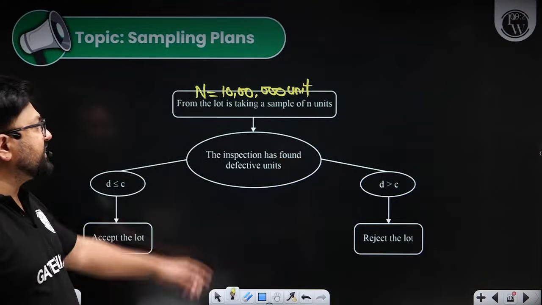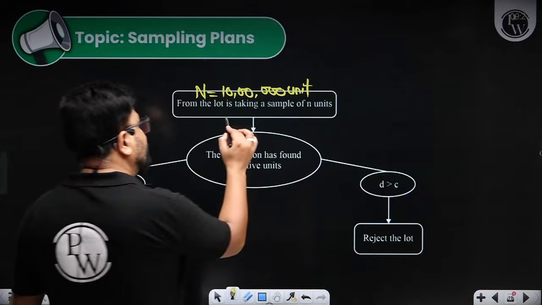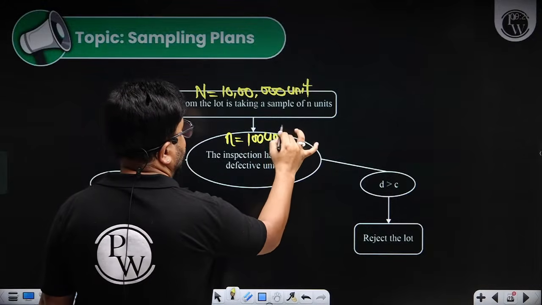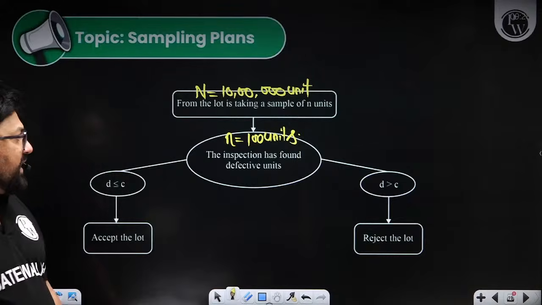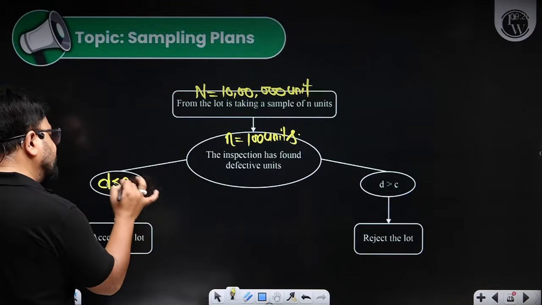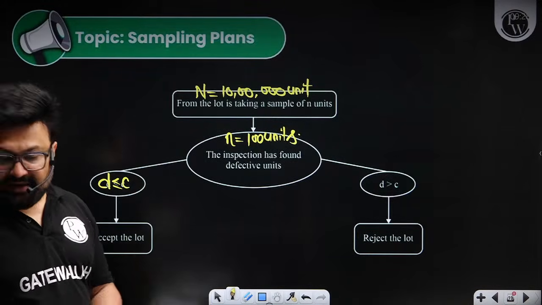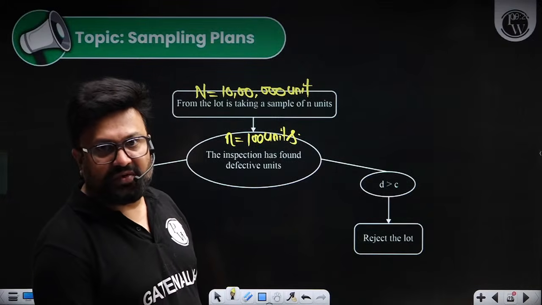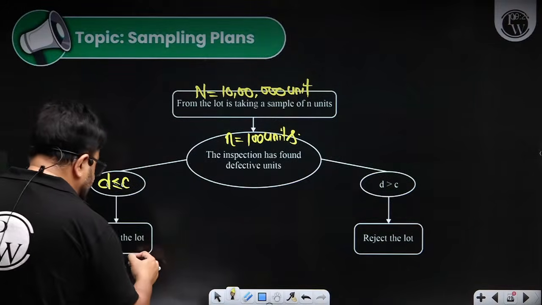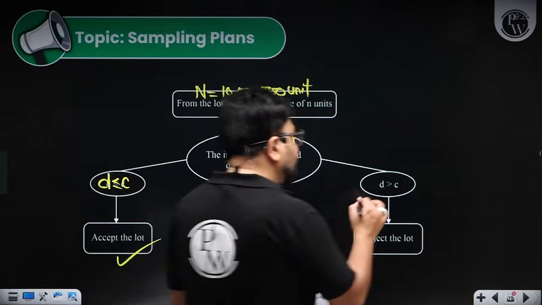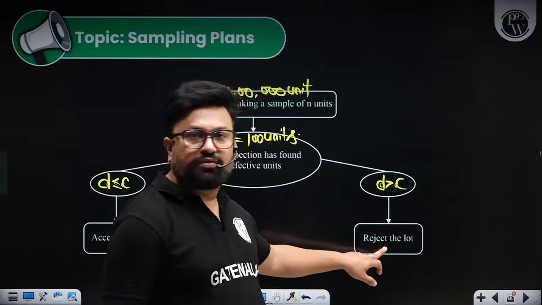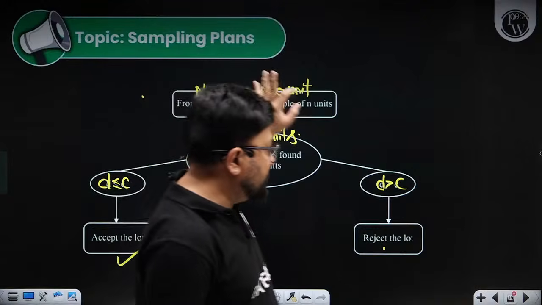It is not possible to inspect each and every component. So we take a random sample of 100 units and do the inspection. If the number of defective items is less than the accepted number of errors, then we accept the lot. But if the number of defective items is greater than the accepted number of defects, then you need to reject the lot. So this is a very simple single sampling plan.